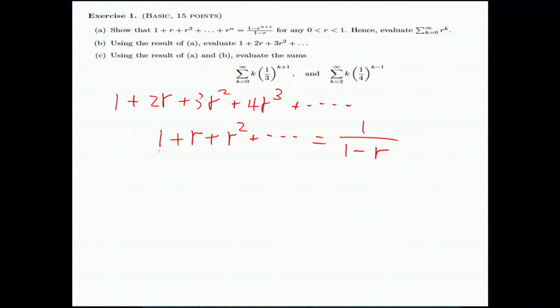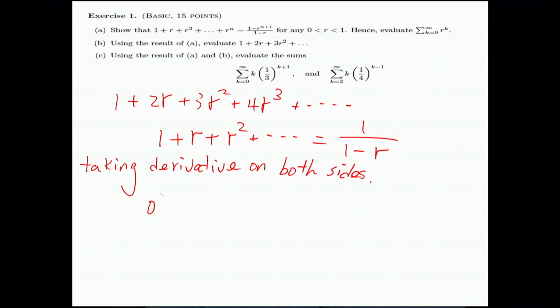So if we take the derivative, on both sides, we have 0 plus 1 plus 2 times ratio plus 3 times ratio squared plus, and on the right this will be 1 over 1 minus ratio squared. Then that's the answer.